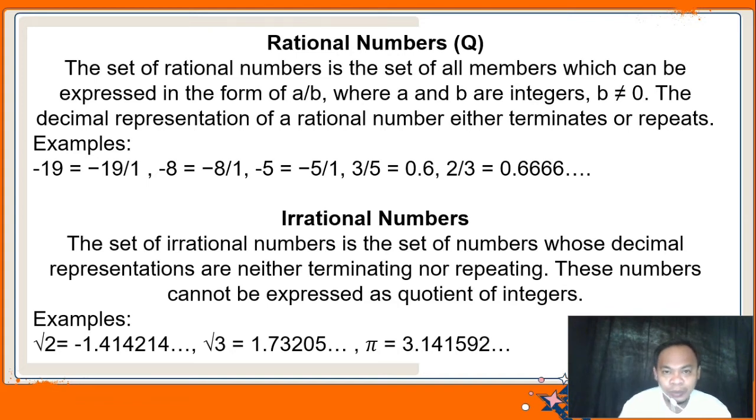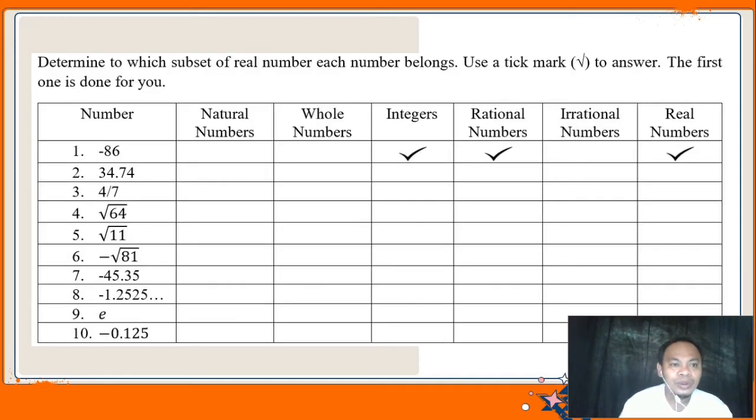Square root of 2 is equivalent to 1.4142135... And we have also square root of 3 equivalent to 1.73205, and we have this pi. Okay, pi is equivalent to 3.141592. Okay.